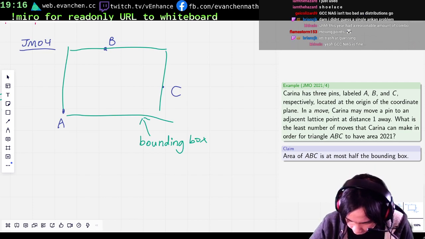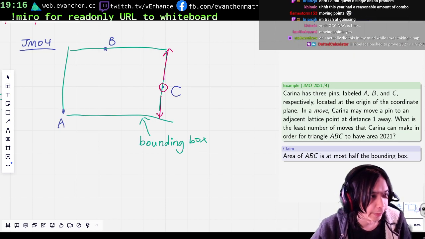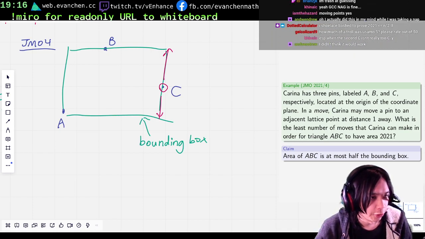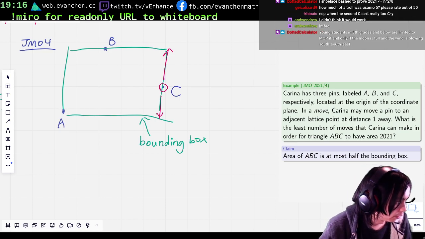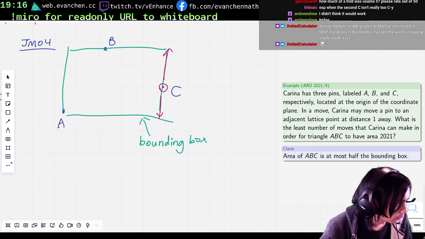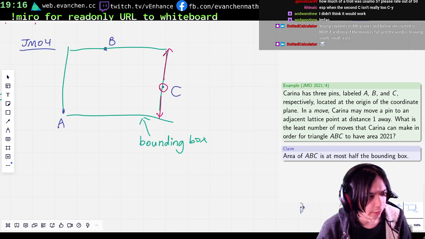You take this point C and you imagine varying it along these two things. Because the area is linear in C, the extremes will be reached at the endpoints, and then you can check it at the endpoints, because then it's 1/2 base times height in both cases. So anyways, this claim is true.